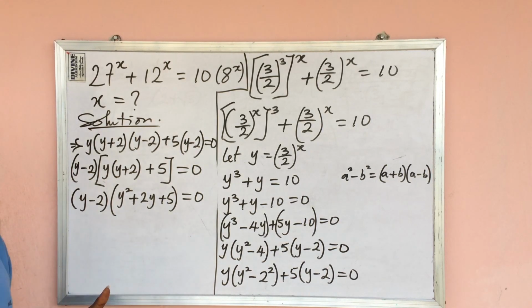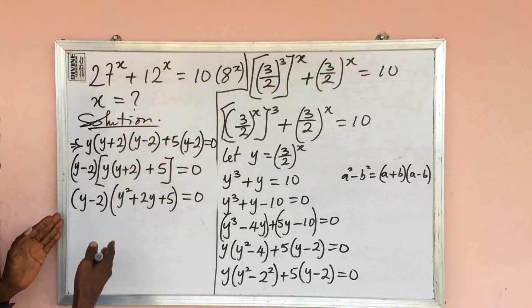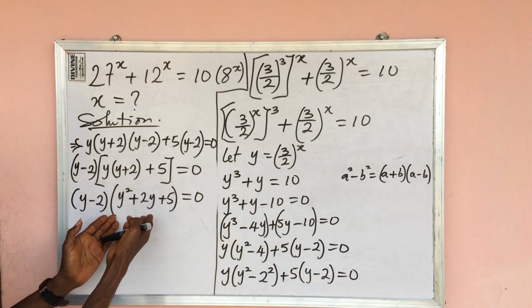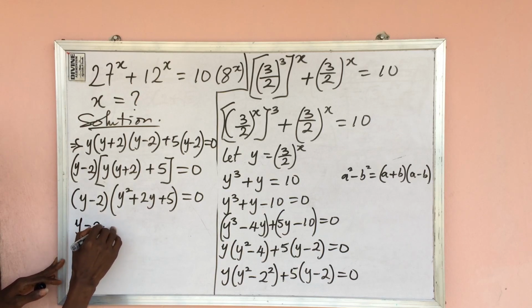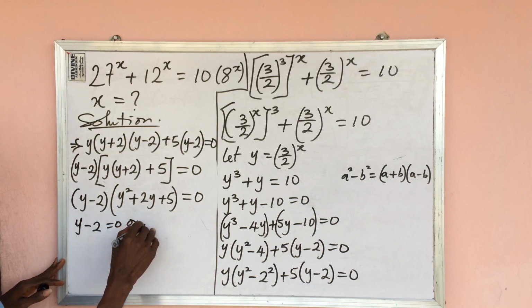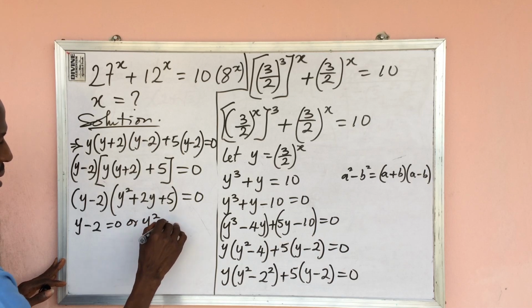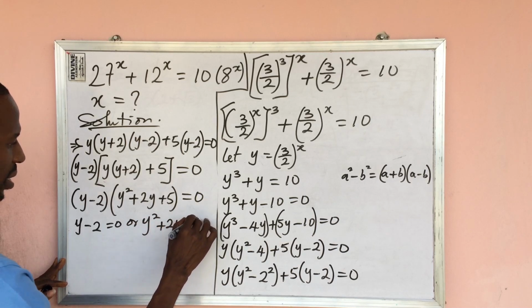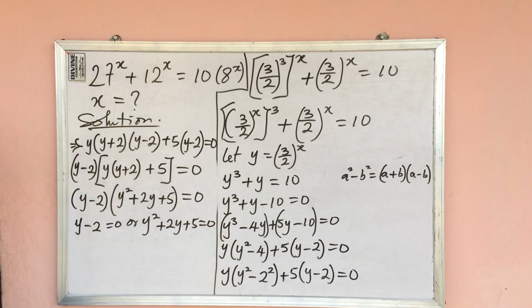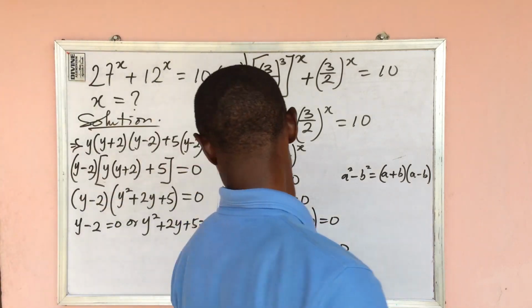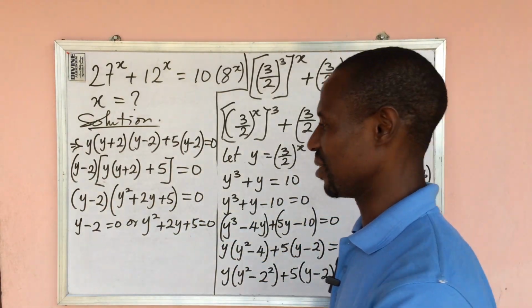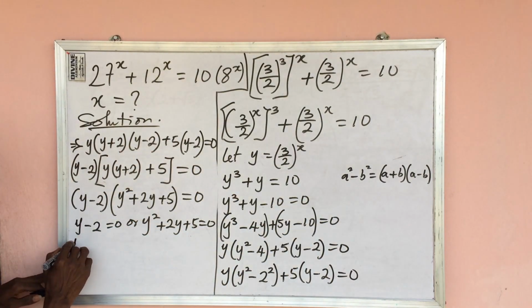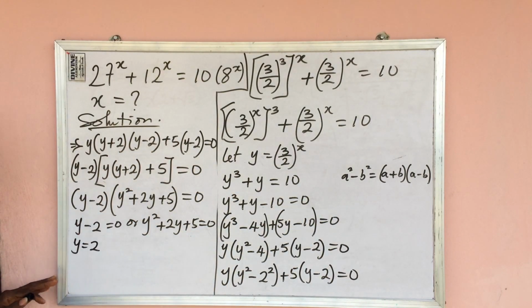We can use the zero product rule again, whereby we equate this to 0, and equate this to 0. So therefore, we're going to have y minus 2 equal to 0 or y squared plus 2y plus 5 equal to 0. Okay, so from here, we don't have an issue with this other side. Here automatically will give us y is equal to positive 2.